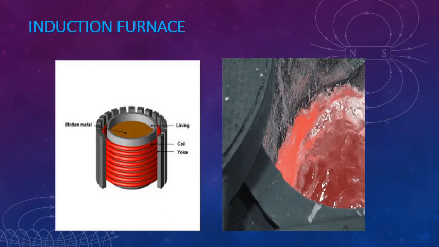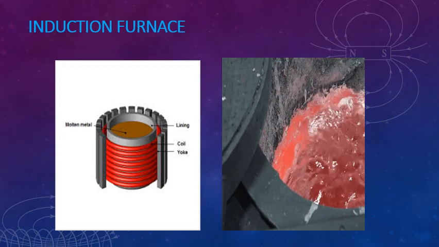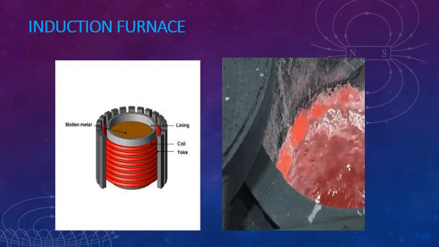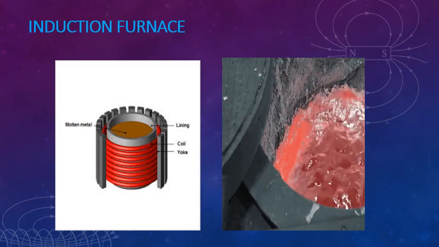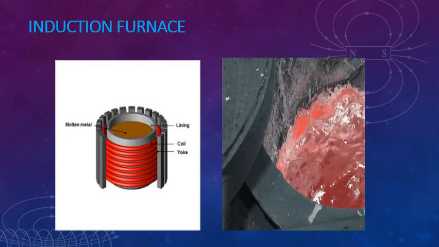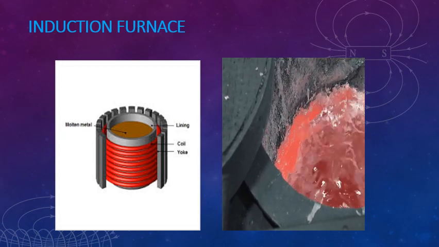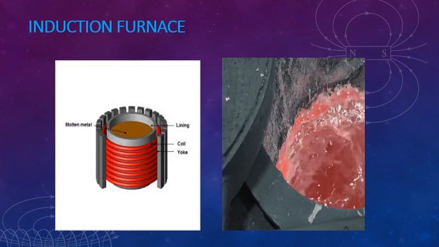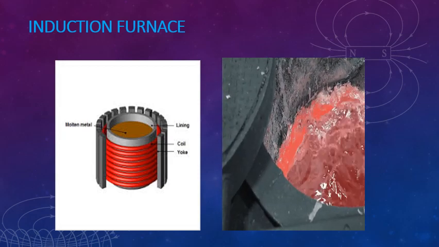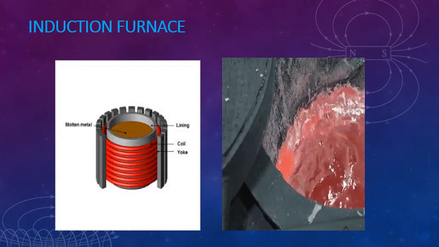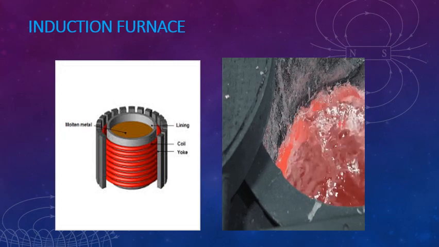The next application is in the induction furnace. An induction furnace is used to produce high temperature and can be utilized to prepare alloys by melting the constituent metals. A high frequency current is passed through the coil surrounding the metals to be melted. The eddy currents generated in the metals produce high temperature sufficient to melt them.